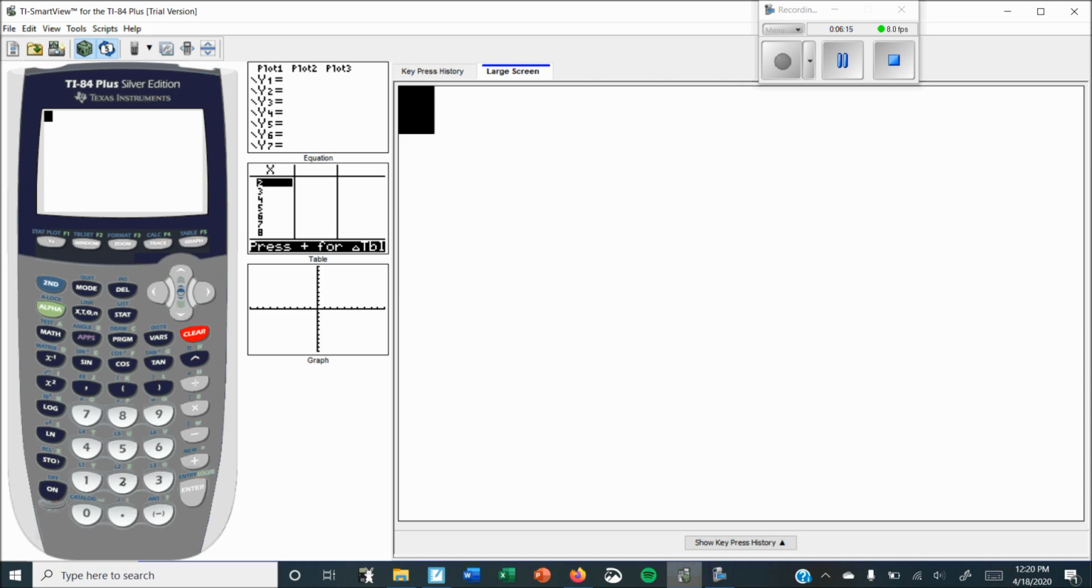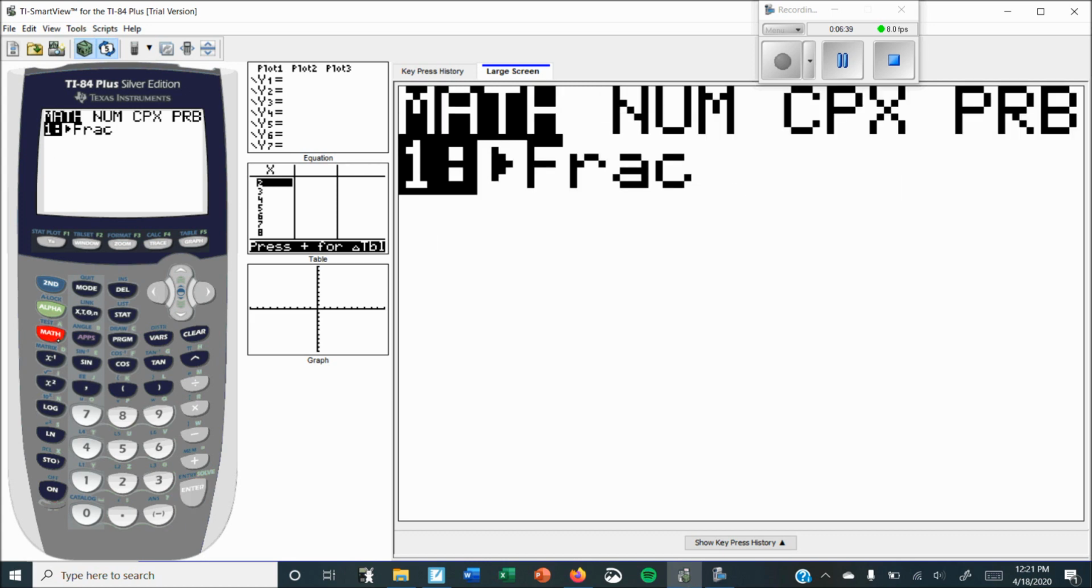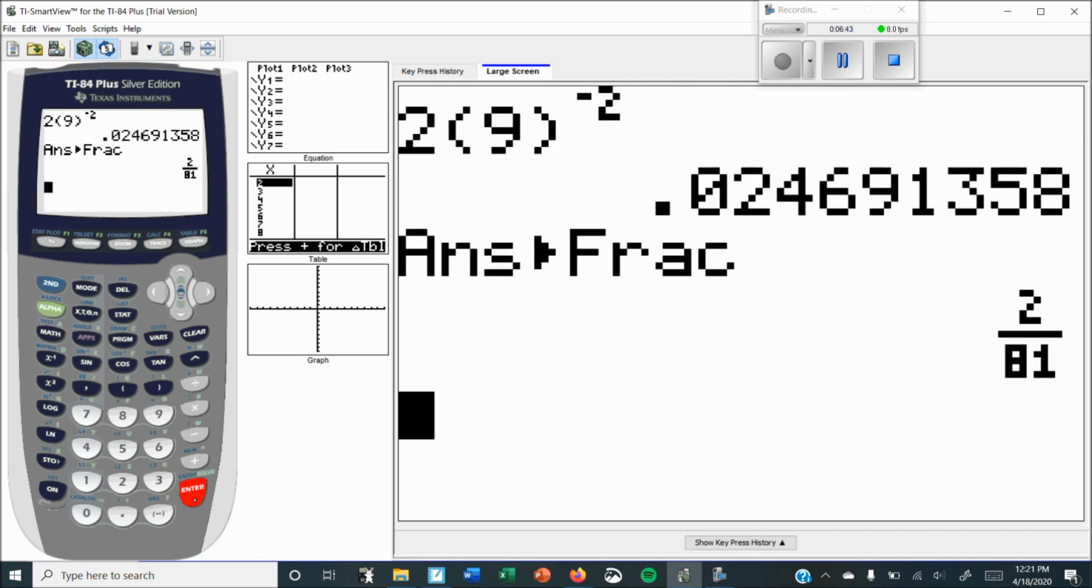So 2 times 9. And remember, the exponent button is right above the division button. You see that little arrow pointing up? That's a caret symbol. And then we type in -2. Now, that's not very pretty to write. How can I turn this into a fraction? Yes, you go to math for all our math needs. It's right below the green button. You click math. The first thing that appears says frac. Press enter and enter again.